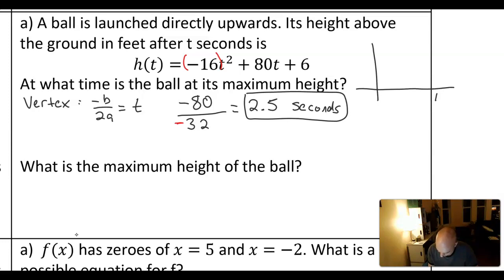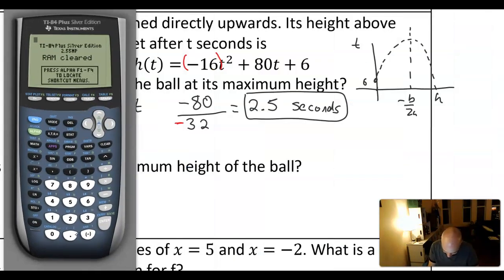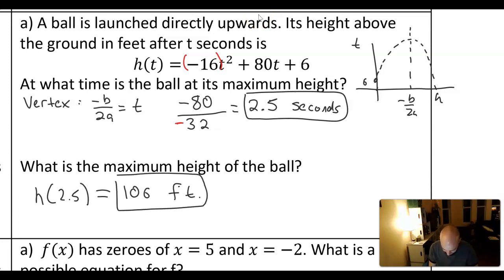Because if we have a graph of height over time, and it's starting at a certain height of 6 and then going up, and then back down, well, where is it going to be a maximum? Negative b over 2a. Now to find the maximum height of the ball, just take that value and plug it in. It's going to be about 106 feet. So I'll just say it's h of 2.5, which is 106. And that's it. That's all you need.